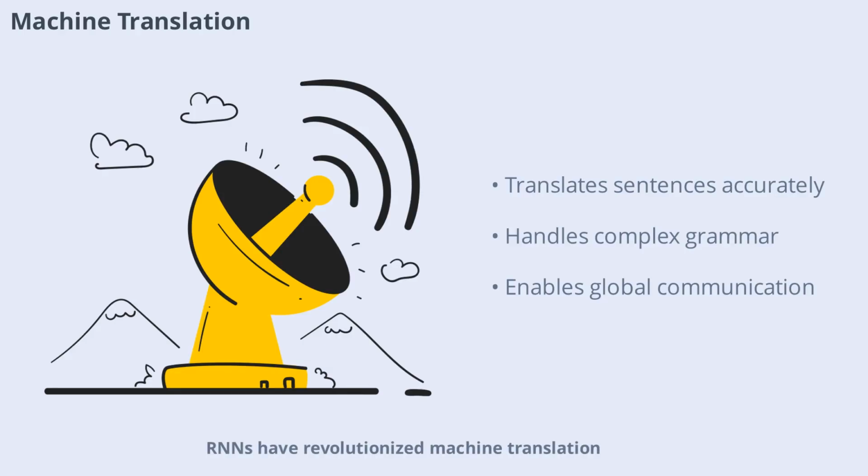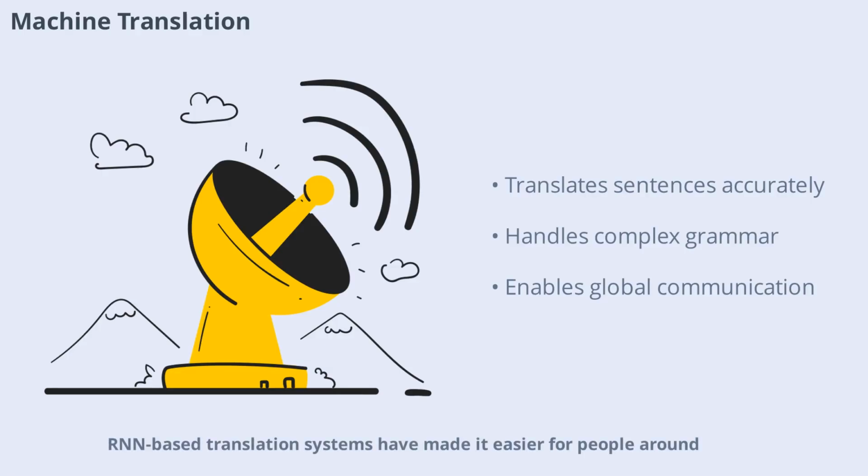RNNs have revolutionized machine translation, enabling computers to translate text from one language to another. By processing sentences word by word and remembering the context, RNNs can produce translations that are much more accurate and natural-sounding than earlier methods. This is especially important for languages with different word orders or complex grammar. RNN-based translation systems have made it easier for people around the world to communicate and access information in different languages.